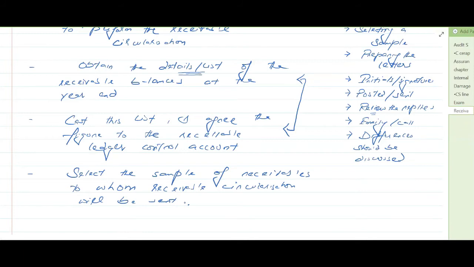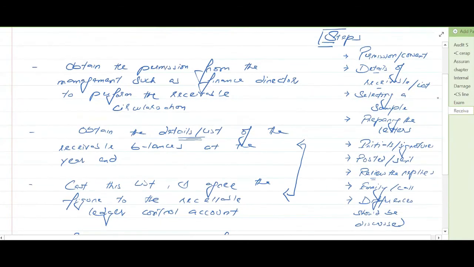Now the sample should be based on a particular criteria, should not be the biased one. Like you will be using the sampling techniques to pick up the receivables with whom you are going to perform the receivable circularization. So similarly, you will be writing all these points in the form of the sentences, because in the exam you are not going to make such points. This is just for your brainstorming, that what you are going to write in the exam. But in the exam you have to write full sentences like this.